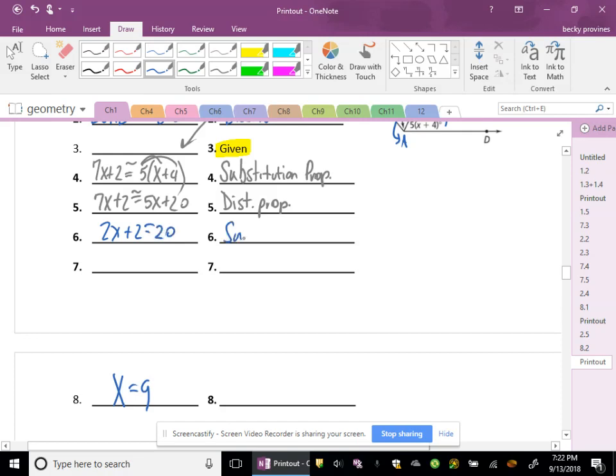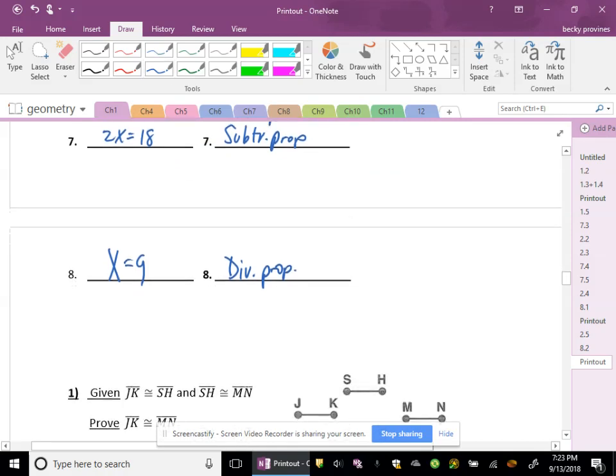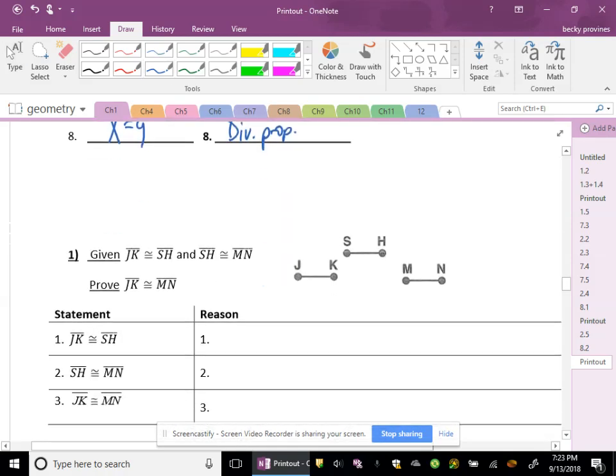Okay, so this was the subtraction property. And then I want to move the 2 over. So how do you move the 2? I'm going to subtract it again. Do not write subprop. And lastly, how do you get to the 9? How do you get rid of the 2? You use division. All right, done.